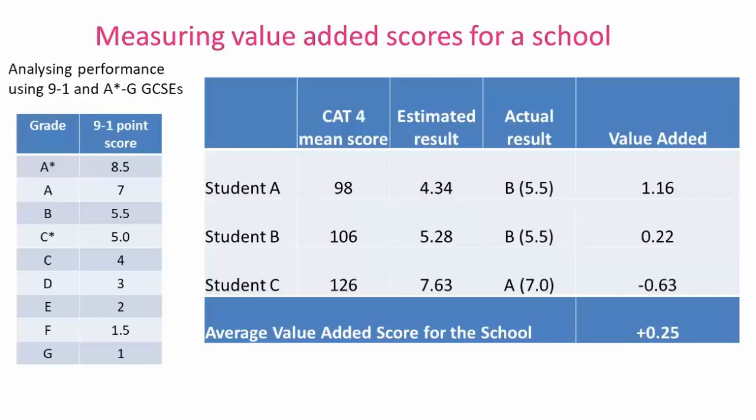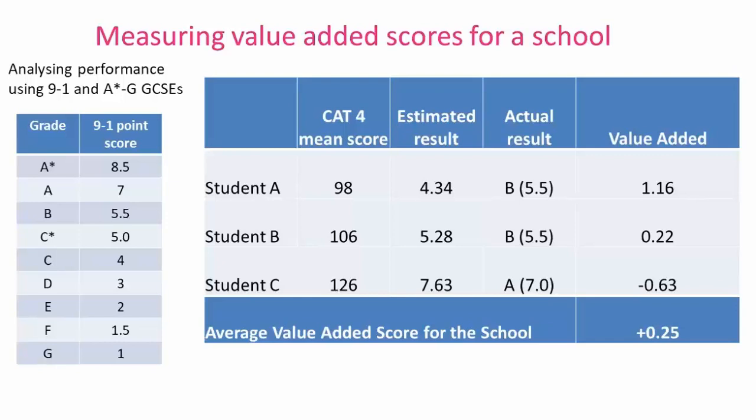Student B has slightly higher attainment from their CAT test, so 106, slightly above average. They obviously have a higher estimate. They also have a grade B, 5.5, so still end up with a positive value-added score. And then finally, we've got student C, who has a much higher CAT score, 126. Their estimate is 7.6, as you can see there. They achieve a grade A, which is given 7 points, and actually their value added is negative. Their result is slightly lower than their estimated result.